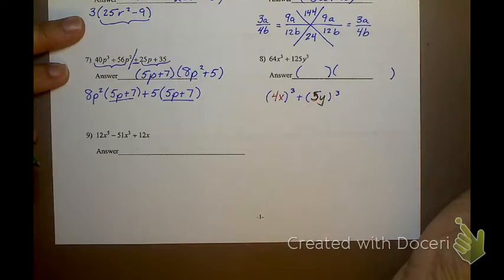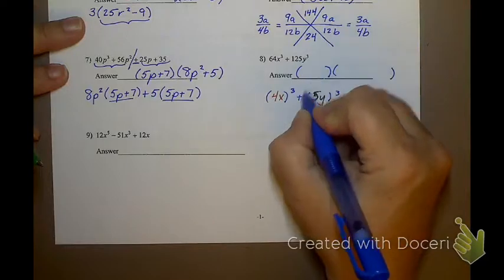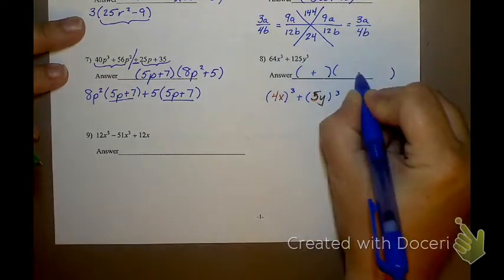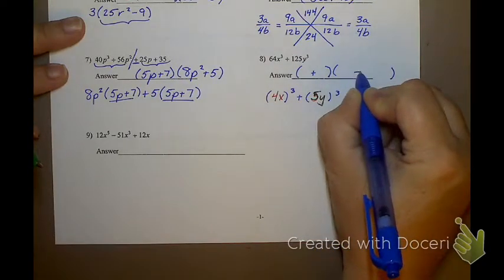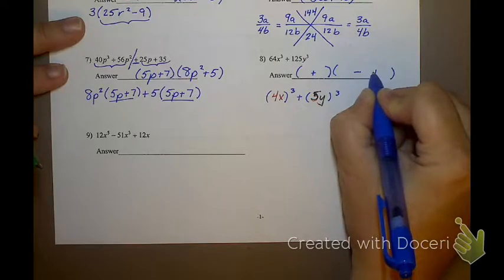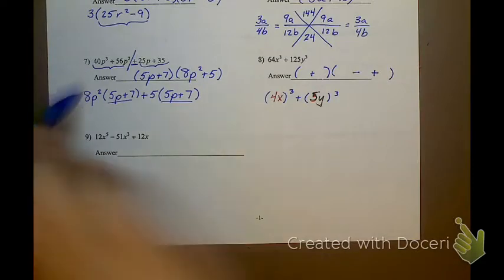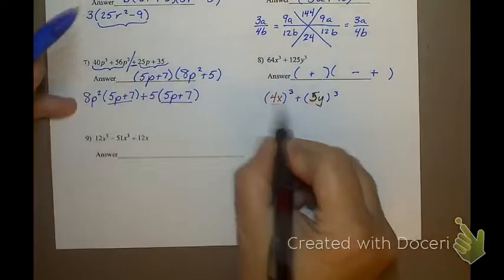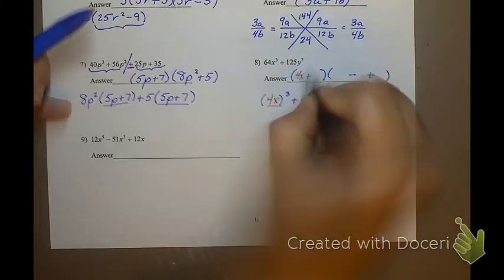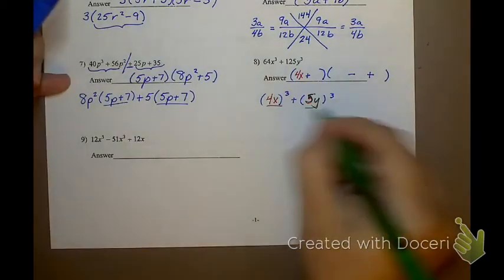Yes? And I know my SOAP thing about the signs, right? First parentheses has the same. Next one has the opposite. And the last one is always positive. Okay? All right, so what do I do first? I have these things right here. 4x and then 5y.